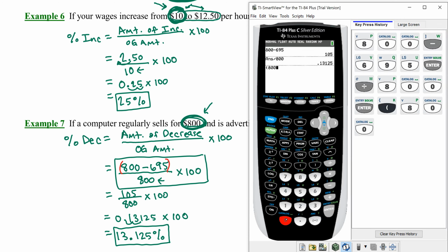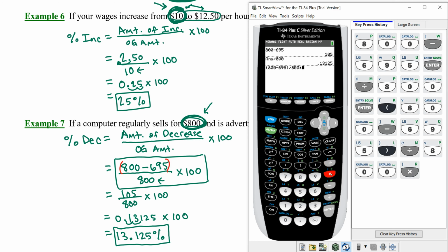So I'm going to group this difference, 800 minus 695, together in parentheses. Then I'm going to divide by 800 and multiply the result by 100. Then all in one step, we get our value 13.125. The rule of thumb for the calculator is that if you have an operation in either the numerator or denominator, make sure you put parentheses around that operation when you type it into your calculator. If you remember that, you'll be able to evaluate it all in one step.